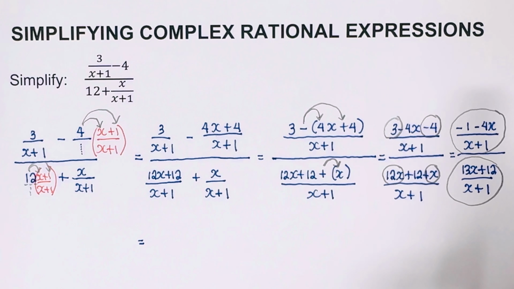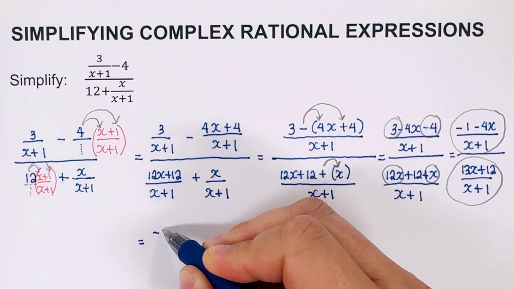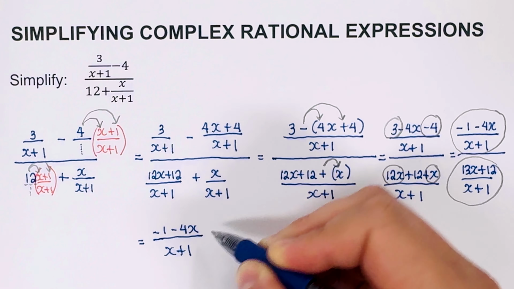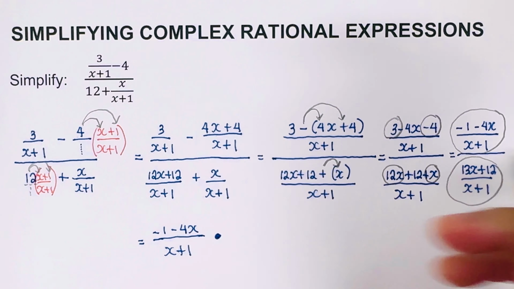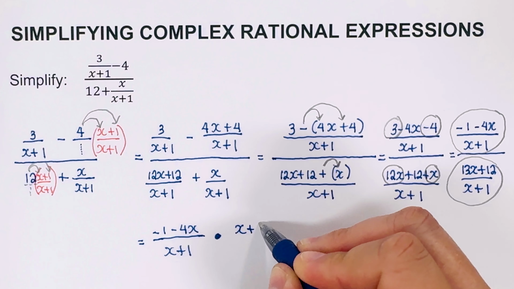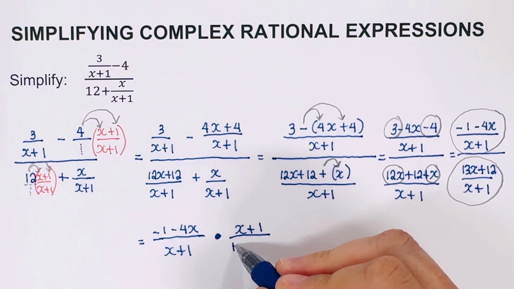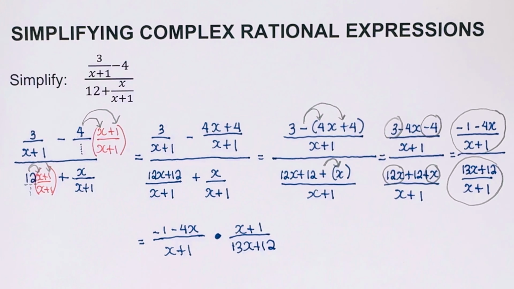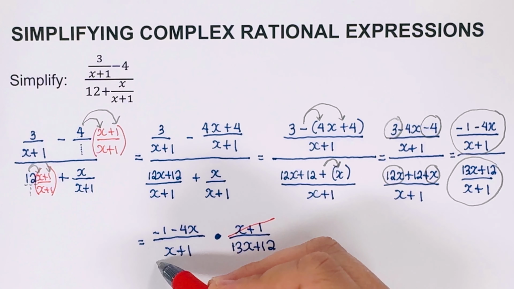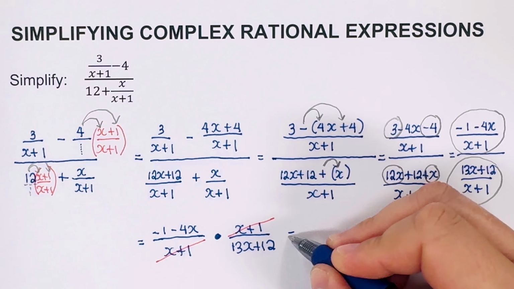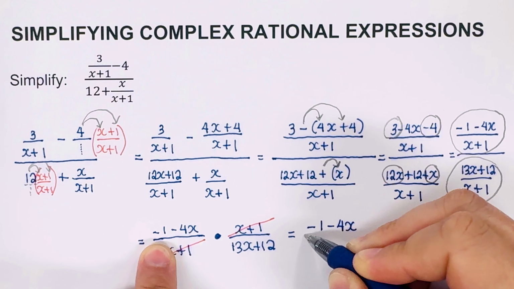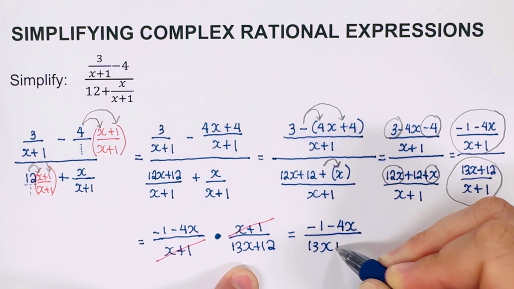To do this, we are going to copy the numerator, which is negative 1 minus 4x over x plus 1, and flip the denominator and multiply across. In this case, our x plus 1 is going to go as the numerator, and then the 13x plus 12 will go to the denominator. Now looking at this, we can cross out x plus 1 and x plus 1. The leftover is negative 1 minus 4x over 13x plus 12.